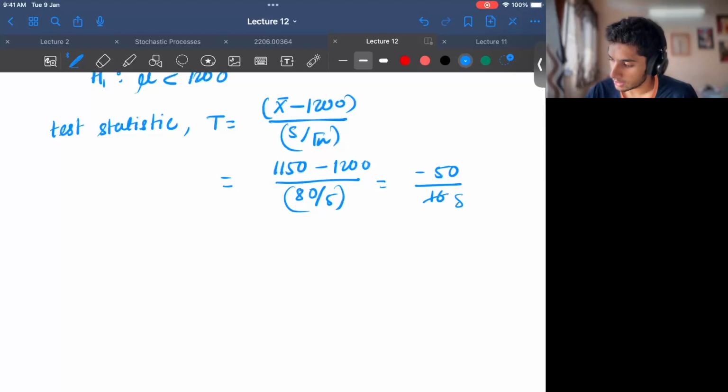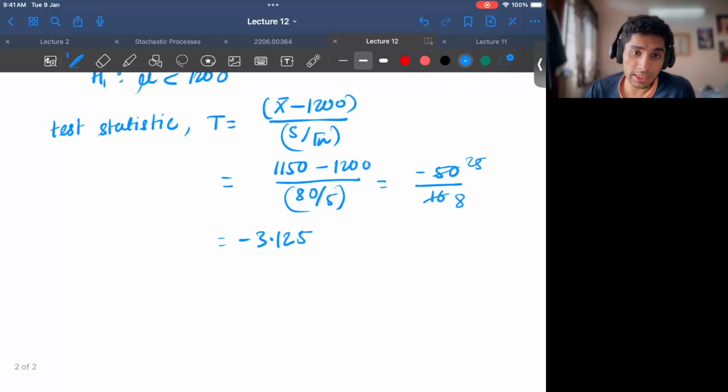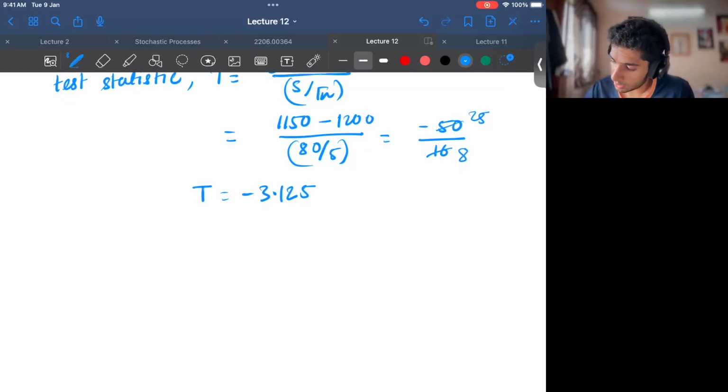Two eights are 16, this will become minus 8 threes are 24, 8 ones are 8, 8 twos are 16. Minus 3.125. So this is your test statistic.